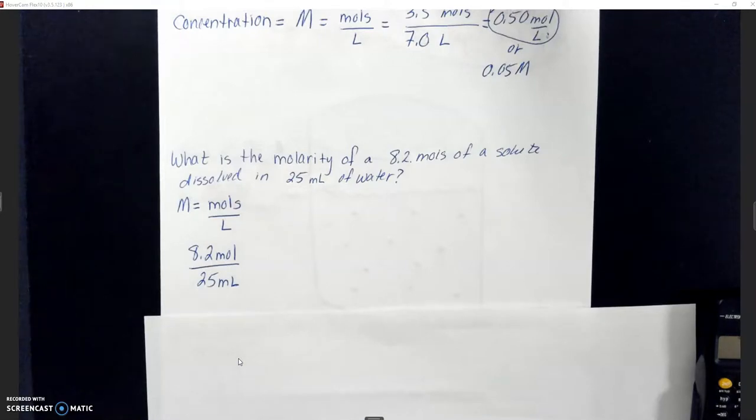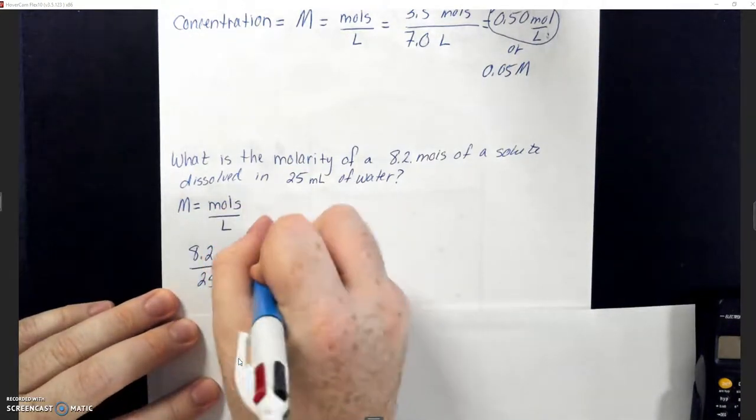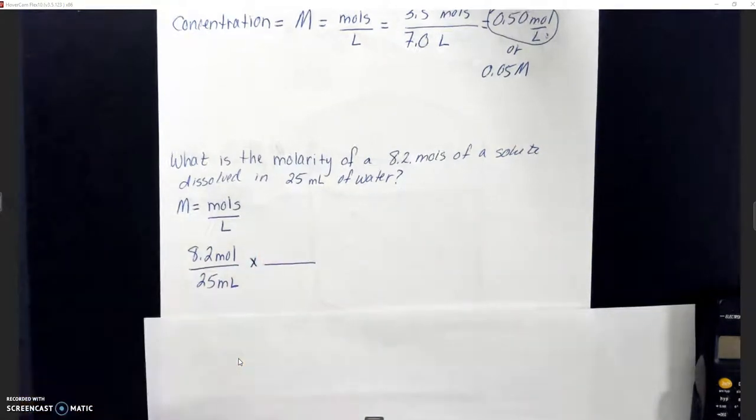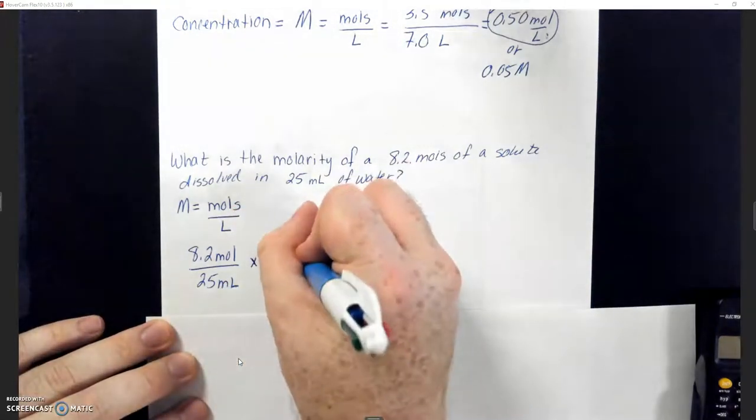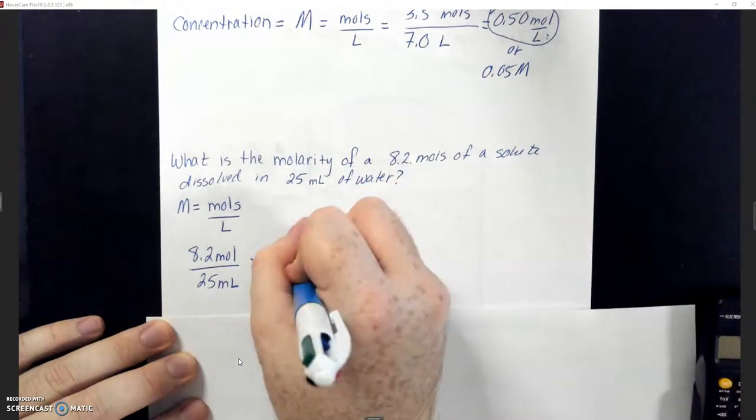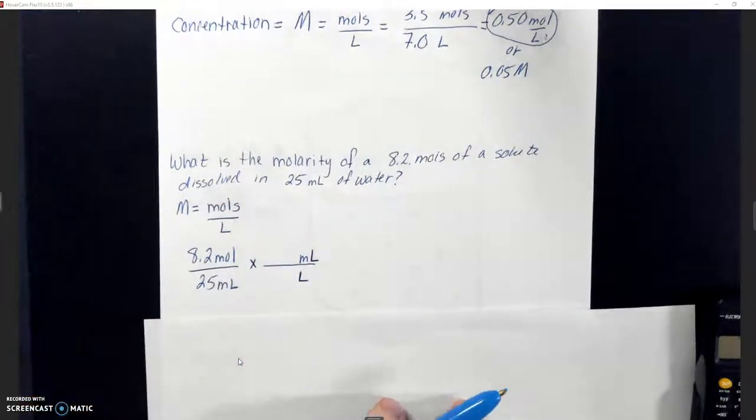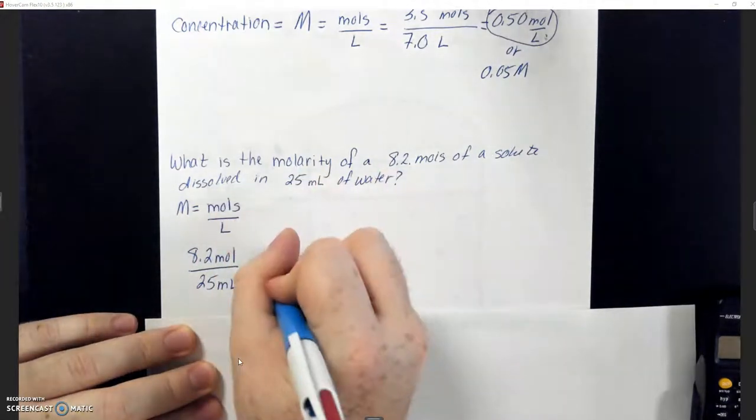How do I get the milliliters over to liters? Well, I have to multiply by a conversion factor. And what is my conversion factor? Well, in order to cancel out this milliliters, I'm going to need a milliliter up here. And then my liters are going to be down here, because we eventually want the liters on the bottom. Now, how many milliliters are there to 1 liter? There are 1,000 milliliters to 1 liter.